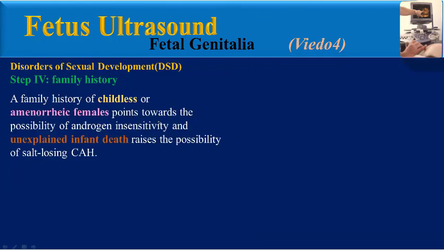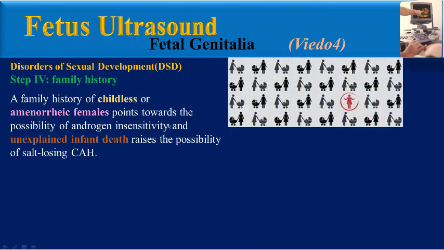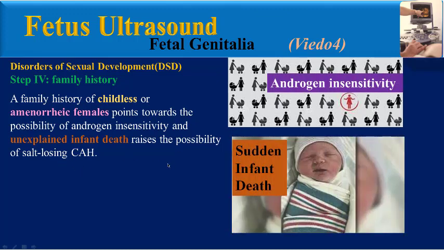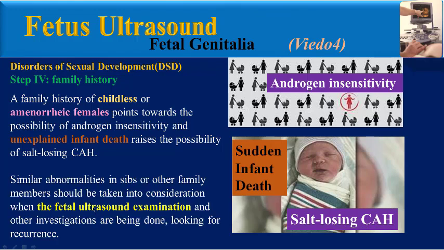A family history of childless or amenorrheic females points toward the possibility of androgen insensitivity, and unexplained infant death raises the possibility of salt-losing congenital adrenal hyperplasia. Similar abnormalities in siblings or other family members should be taken into consideration when the fetal ultrasound examination and other investigations are being done, looking for recurrence.